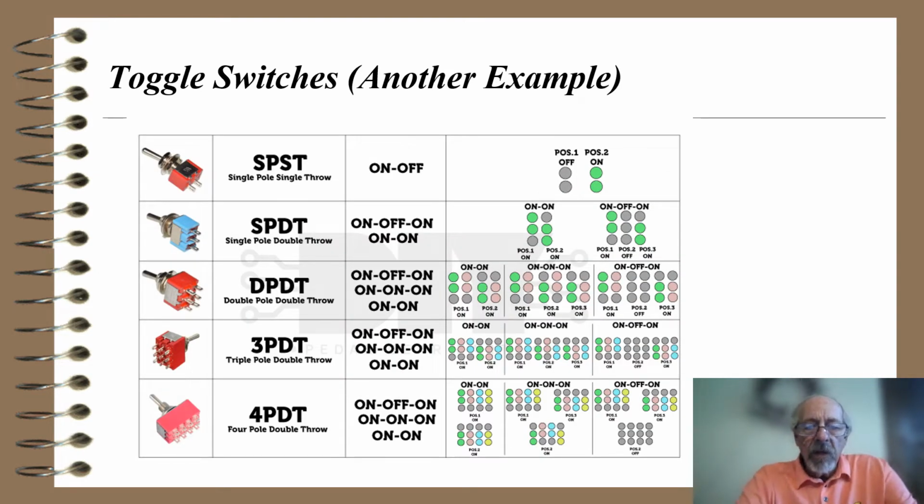So here's another example, a picture of these. On the left-hand side, we have a picture of the switch, then we have its description. Notice there's one we haven't talked about yet, a 3PDT, which is a triple pole double throw. Again, there's three things connected at once to two other sets of three connectors. And there's a 4PDT, a four-pole double throw switch. And then there's a graphical description on the right-hand side of how these things would be connected.